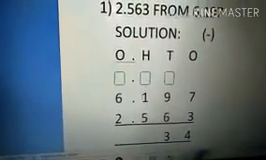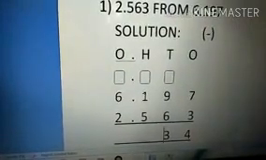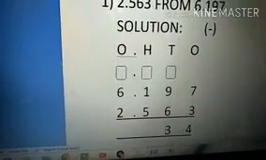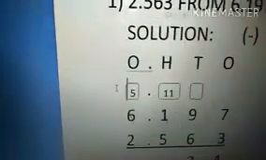Next, in the 100th place, the first number is the smaller one, the second is greater. Can you subtract the greater number from the smaller number? Can't. So in the ones place we have 6 ones. The 6 ones give 1, 1, 2, this 100. So what comes here? Yes, 11 has come. So children, I write down 11 here.